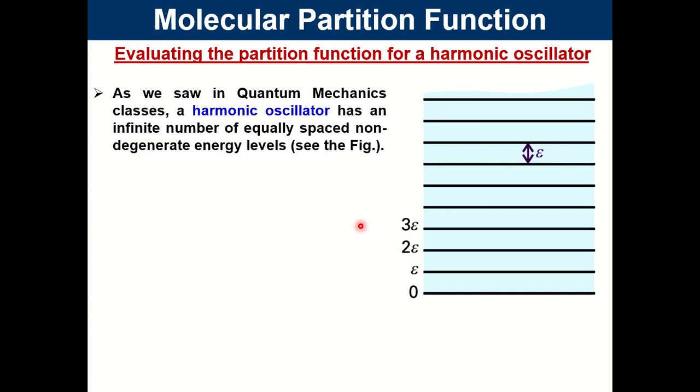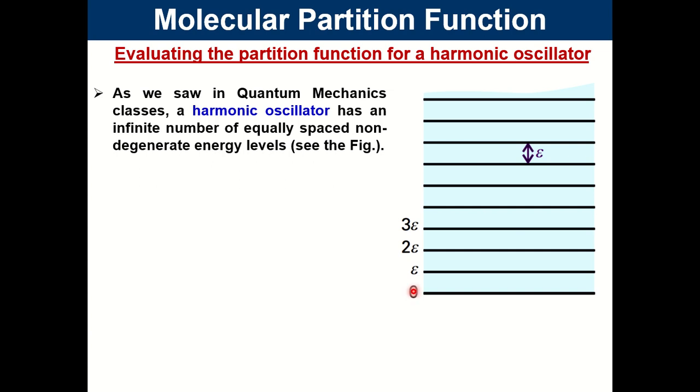We also apply the concept to calculate the partition function for a harmonic oscillator. You have already learned in quantum mechanics classes how the spacing between energy levels in a harmonic oscillator varies. There is equal spacing in the harmonic oscillator, as we know. Here we denote the lowest energy level as 0. We have stated this principle in statistical thermodynamics: we always take the lowest energy level as 0.